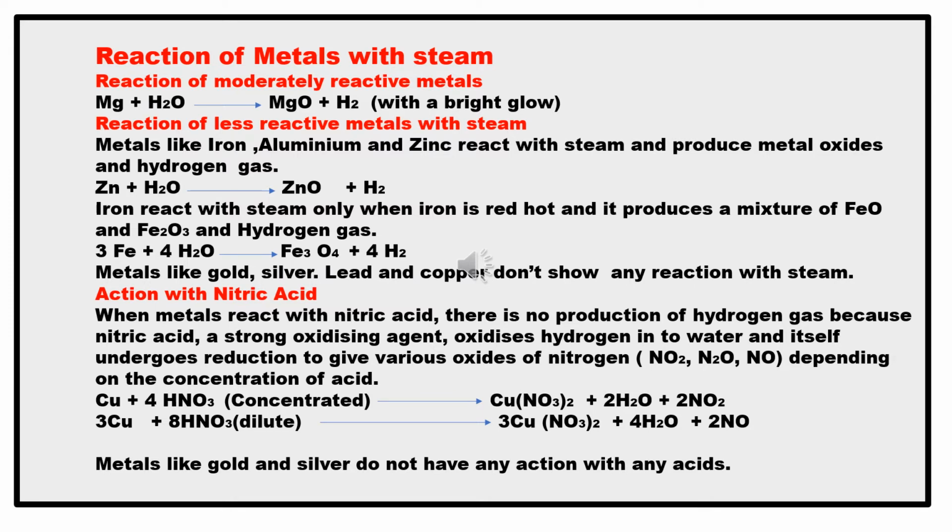Then iron reacts with steam only when iron is red hot, and it produces a mixture of ferric oxide and ferrous oxide and hydrogen gas. So what is the specialty of iron? Iron reacts with the steam only when the iron is red hot, meaning it is heated to a very high temperature.